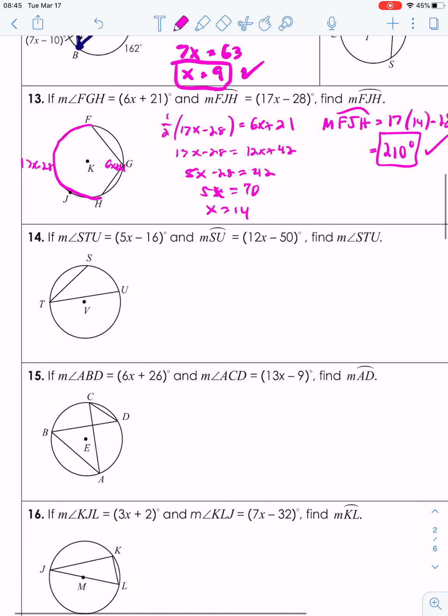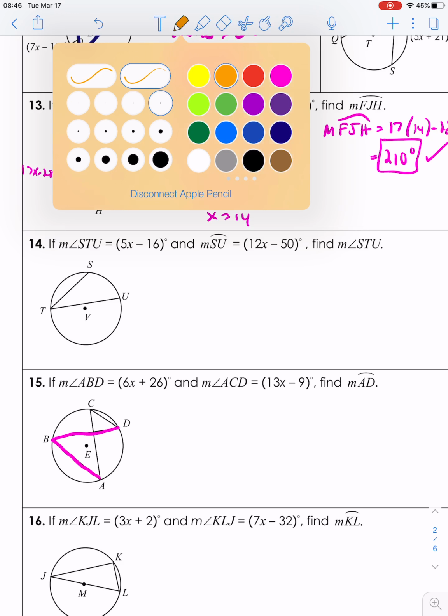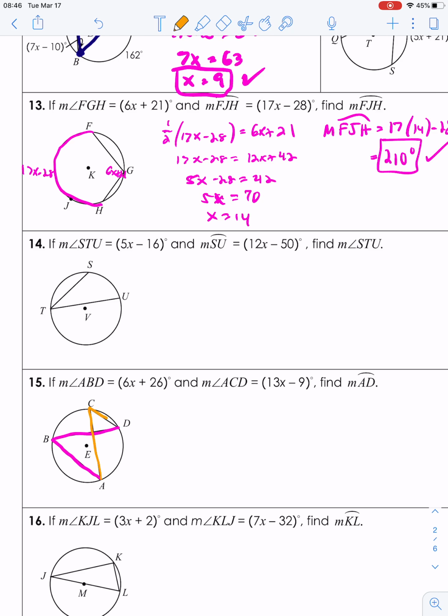How many more have we got? Last one. Woo! Number 15. It's giving us ABD. So this inscribed angle right here. And ACD. Let's change colors. Orange. ACD. Find arc AD. So this arc right here.